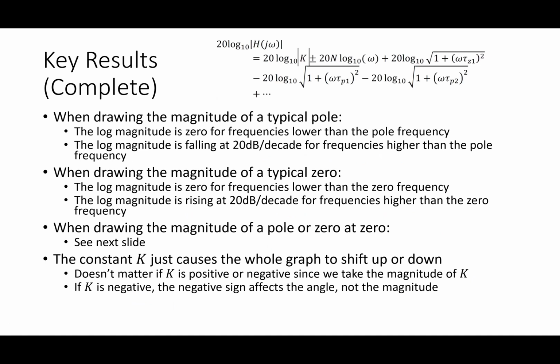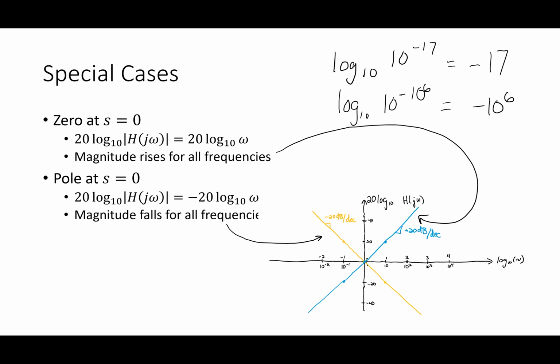This is sort of the summary here in the notes. For a typical pole or typical zero, that means they don't happen at zero. So for a pole, flat then fall. For a zero, flat then rise. If I have poles or zeros at the origin, I say see next slide. Basically, what do those do? If they're zeros, they rise. If they're poles, they fall.